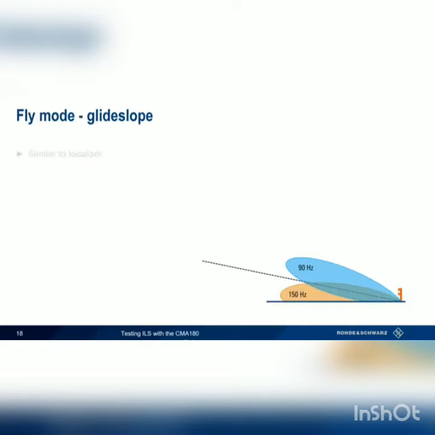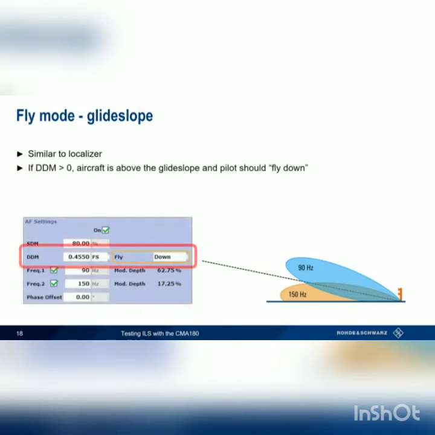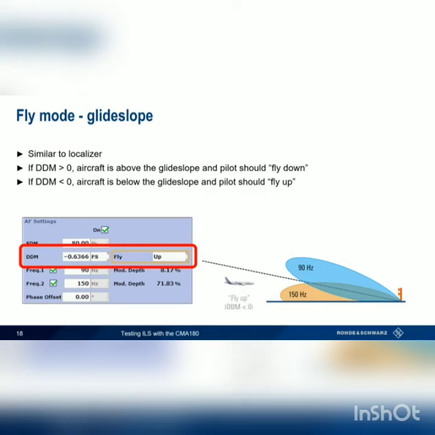Similar to the way that the localizer works, the glide slope needle is controlled by these changes in DDM. The fly mode in glide slope works much the same way as it does for localizer. If the difference in depth of modulation is positive, this means the aircraft is above the glide slope, and the pilot should fly down. Conversely, if DDM is negative, this means the aircraft is below the glide slope, and the pilot should fly up.